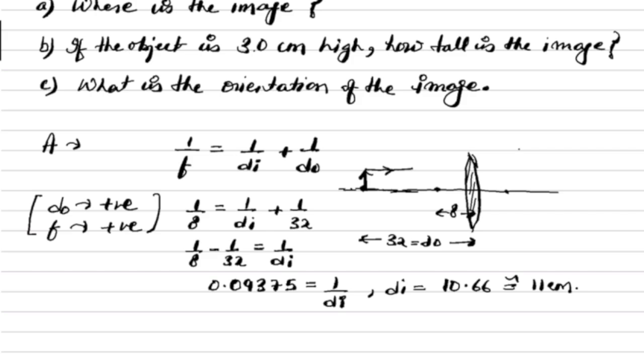Let's understand now where the image is, and its sign will also give you some answer. So is our image real or not? The image is real. Why? Because see, the sign of DI is coming out positive. If it comes out negative, it has to be a virtual image. So what is happening?